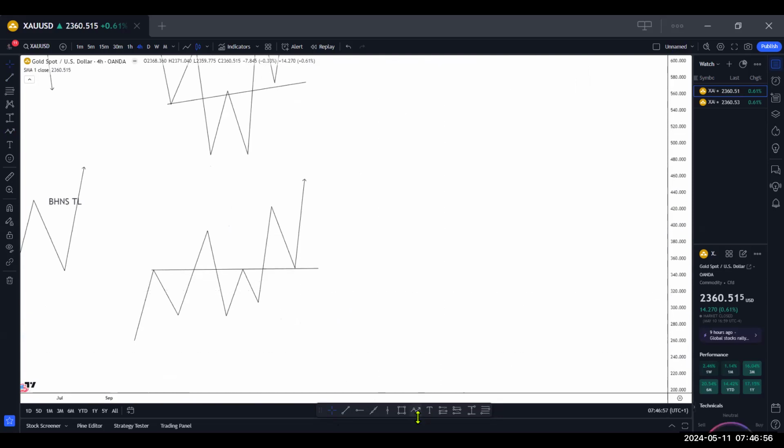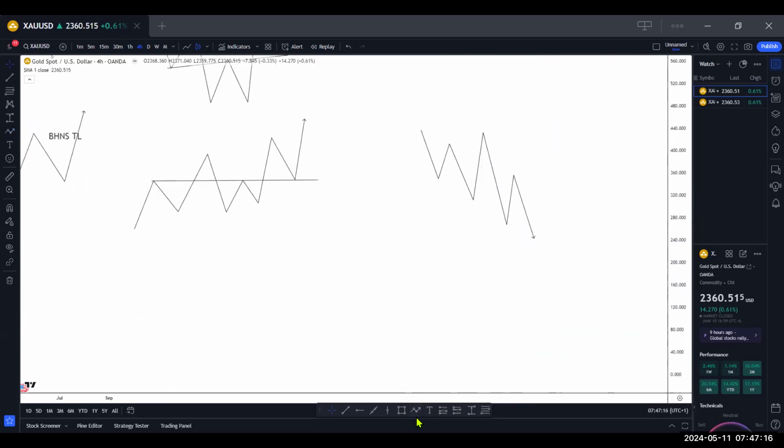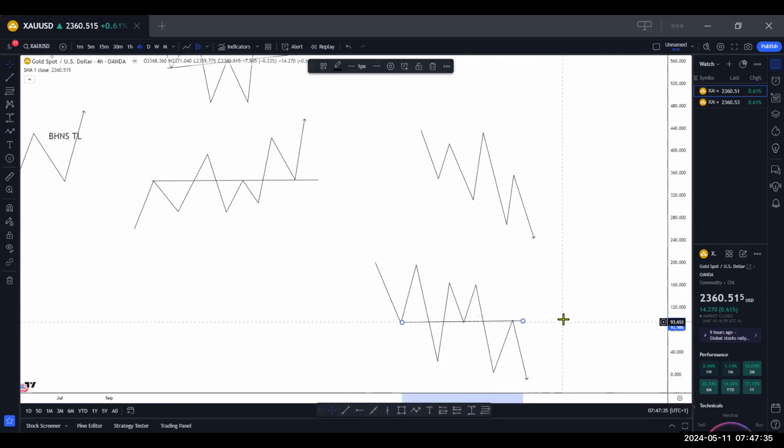All right. For the sell scenario, it's just the same thing. So you have this QM, expecting price to buy here. No, price breaks, taps, comes down. So this is your broken HNS. For your broken HNS trend line, you have something like this: break, tap, break, tap, break. Okay. So first touch, second touch, entry.